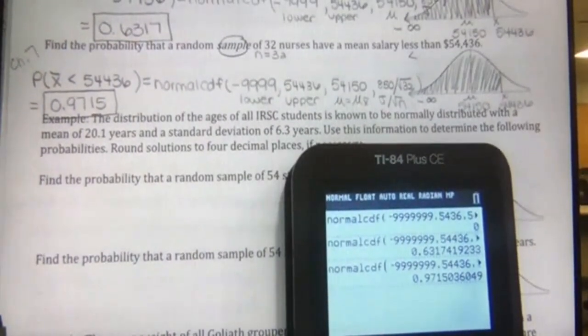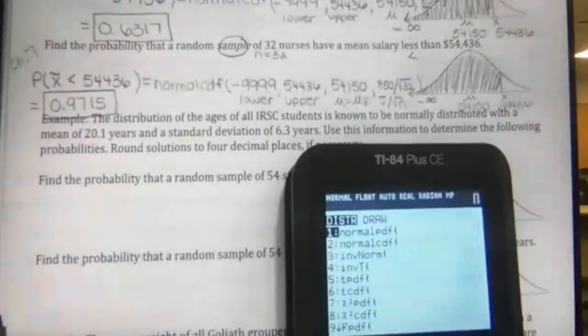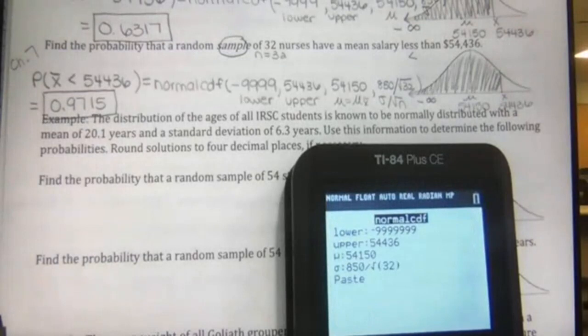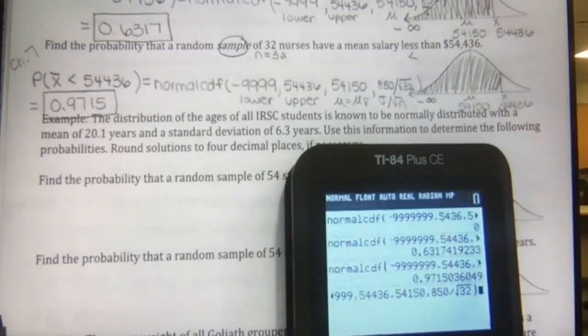I did not get that. Why? Oh, you didn't get the answer? Or you didn't understand it, you mean? No, what I did right. So second bars is normal CDF, negative 99999, 54,436, 54,150. Okay, good. And then 850 over the square root of 32. Anything else?